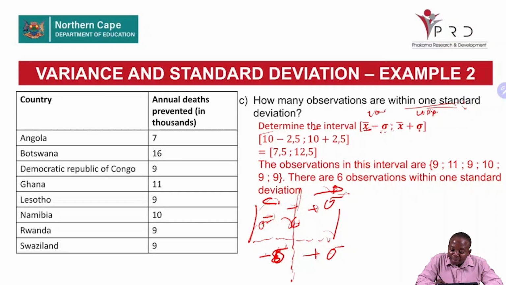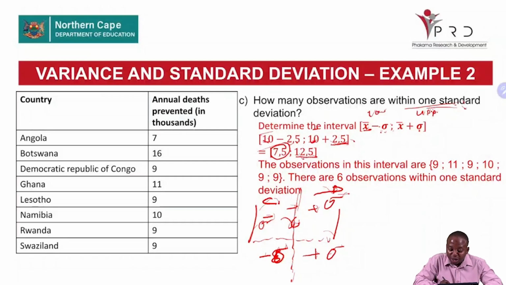So that is to say mean minus standard deviation. Our mean is 10 minus 2,5. We get the lower limit as 7,5. And the upper limit is what? It's 10 plus 2,5, which is our mean plus our standard deviation. Then we get an upper limit of 12,5.